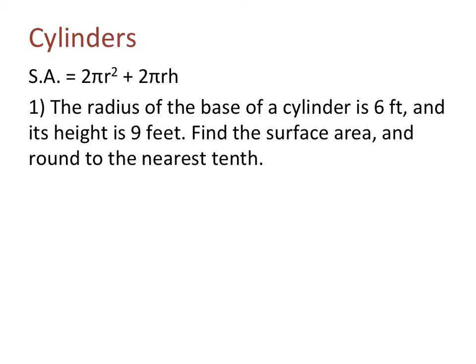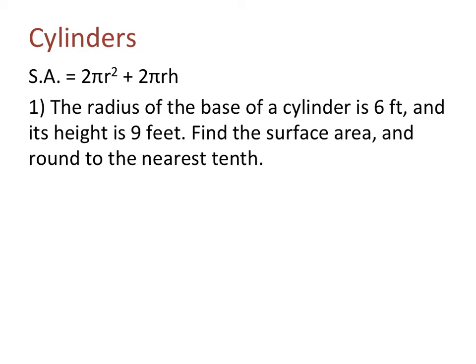Remember, the formula for finding the surface area of cylinders is S.A. equals 2 times pi times the radius squared plus 2 times pi times the radius times the height. So in number 1, it says the radius of the base of a cylinder is 6 feet and its height is 9 feet. Find the surface area and round to the nearest tenth.